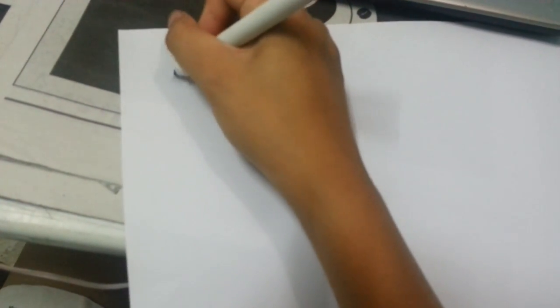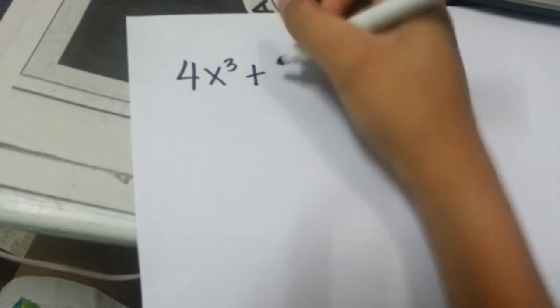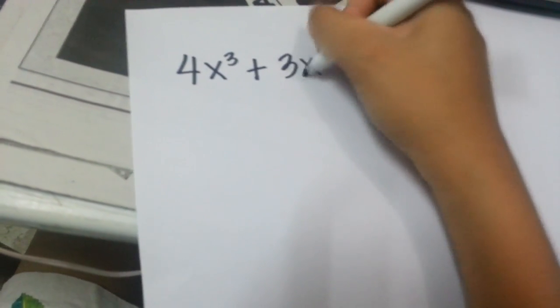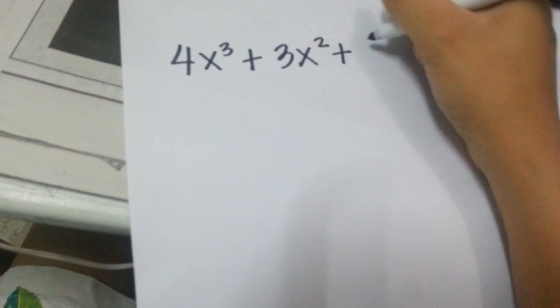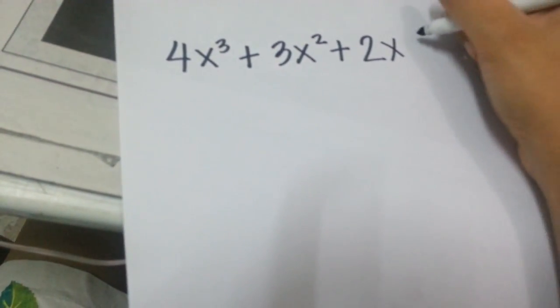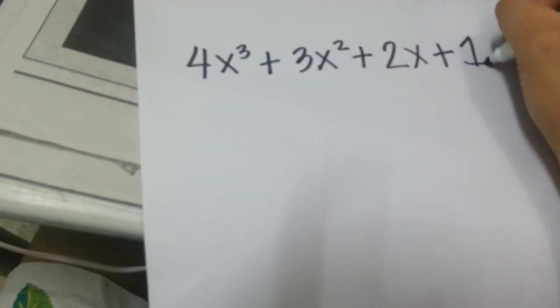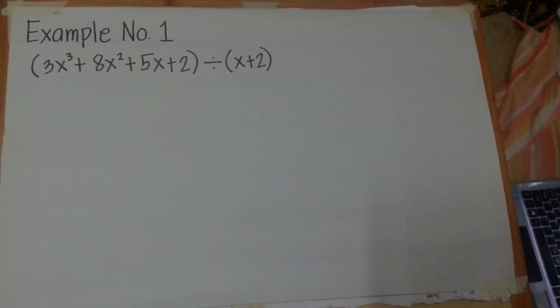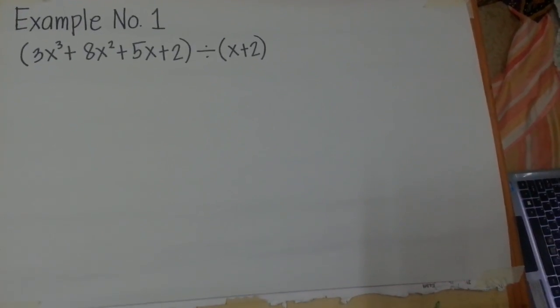One important thing to remember in dividing polynomials is to make sure that a polynomial is written in descending order. That means that the term with the highest power comes first and the terms with the lower powers come next. The constant term is always written last. Let me show you some examples.